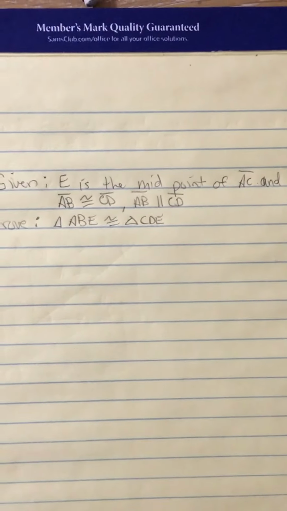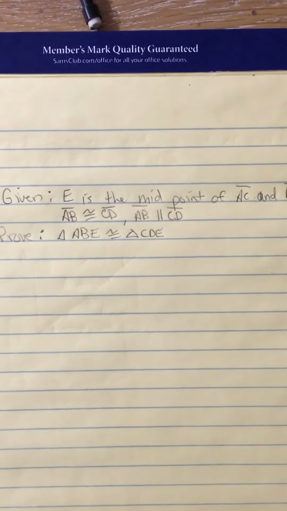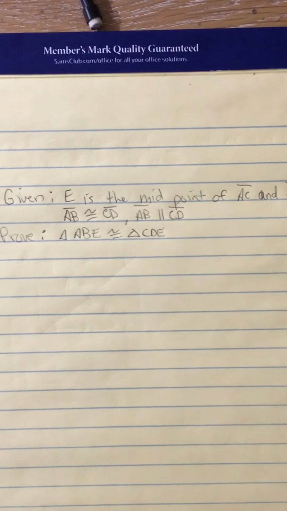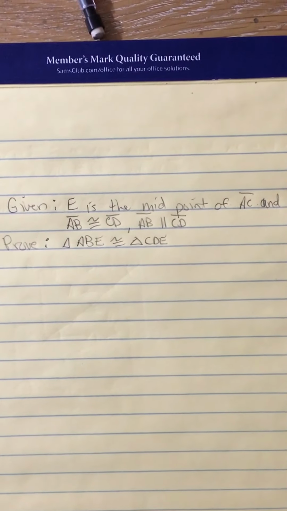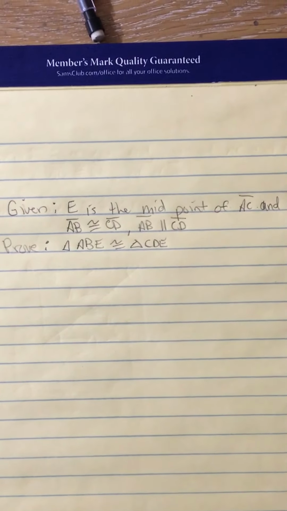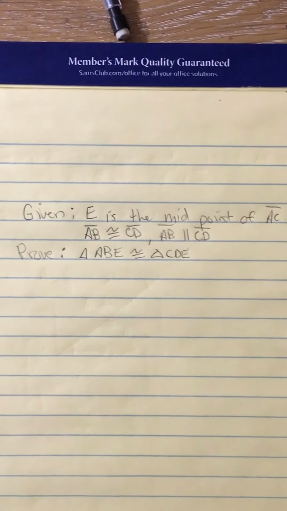For today's lesson, we are going to work with congruent triangles, and we're going to be doing a two-column proof. So the first thing they always do is they give you some information and they tell you what you need to prove. So we'll look at what we're given. It says E is the midpoint of line segment AC and BD. Line segment AB is congruent to CD, and line segment AB is parallel to CD. So we need to prove that triangle ABE is congruent to CDE.